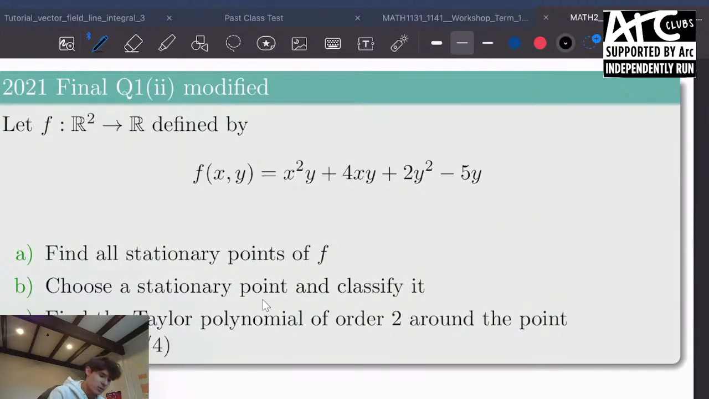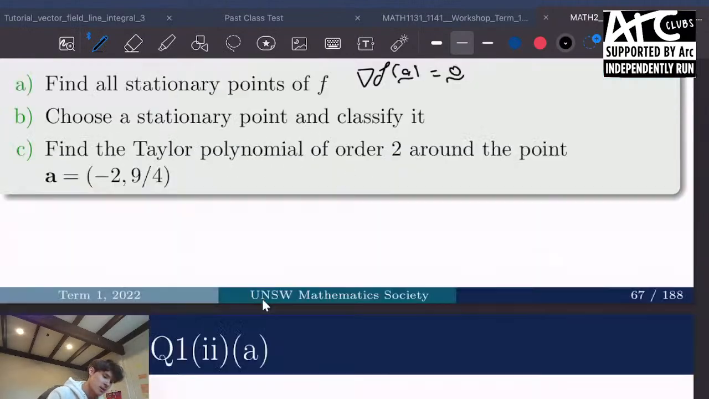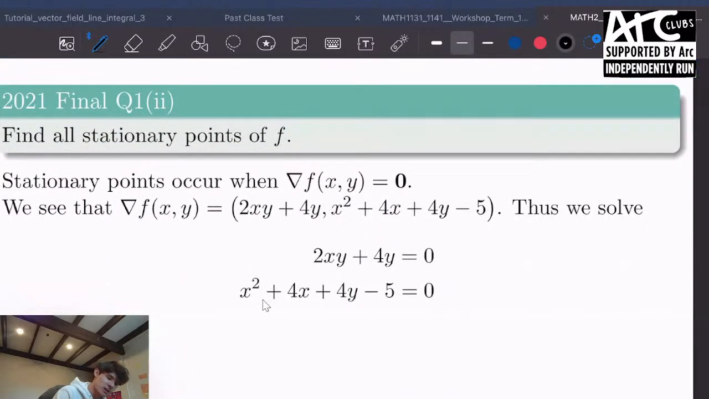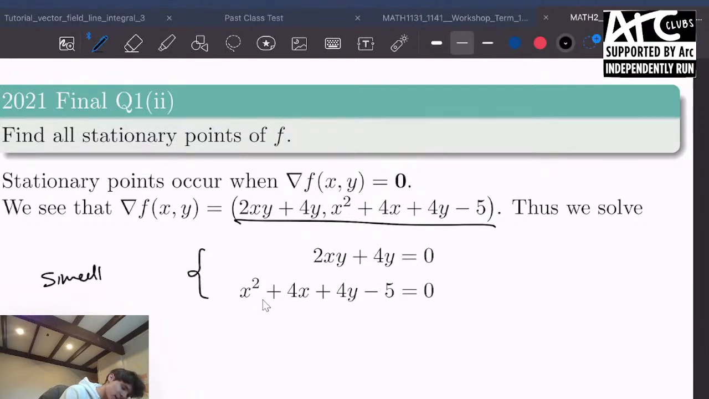So to find stationary points of f, remember that's points where the gradient equals 0. So what we're going to need to do is find when the gradient equals 0. So the actual gradient itself equals this. Now what we need is to solve this simultaneously. So that's each of those components in the gradient equaling 0.